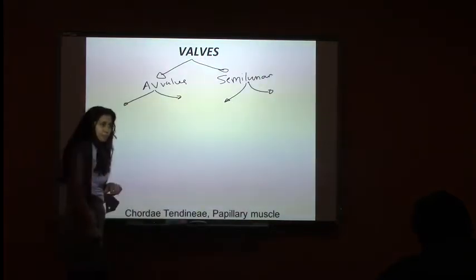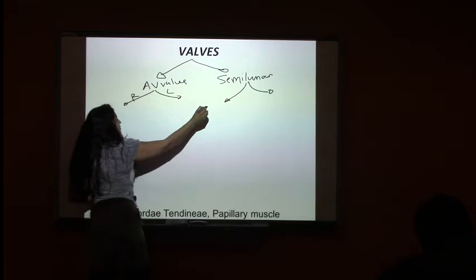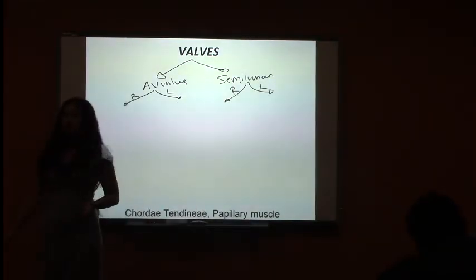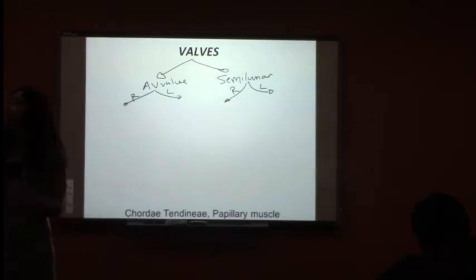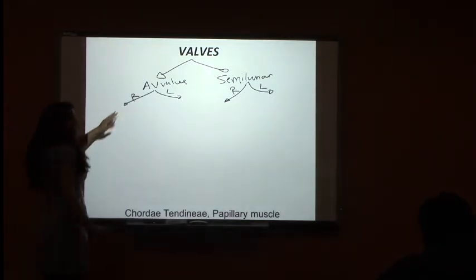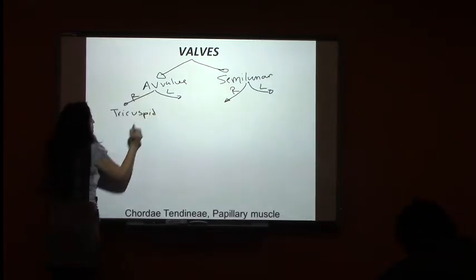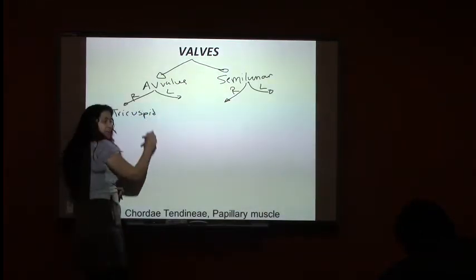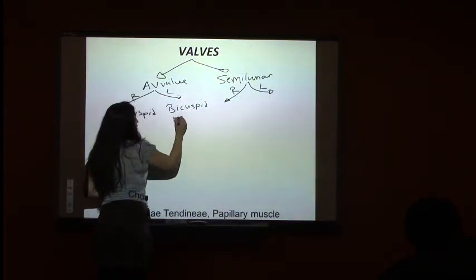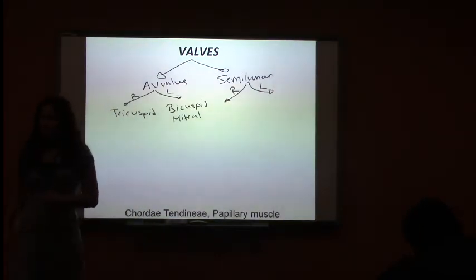Okay. You have the right and you have the left, correct? But there's actually specific names for them. You don't call it the right AV valve. It is right if you call it that, but there are specific names. The right AV valve is called a tricuspid. Tricuspid. And the left AV valve is called a bicuspid, or the mitral. Or the mitral valve. Bicuspid or the mitral valve.